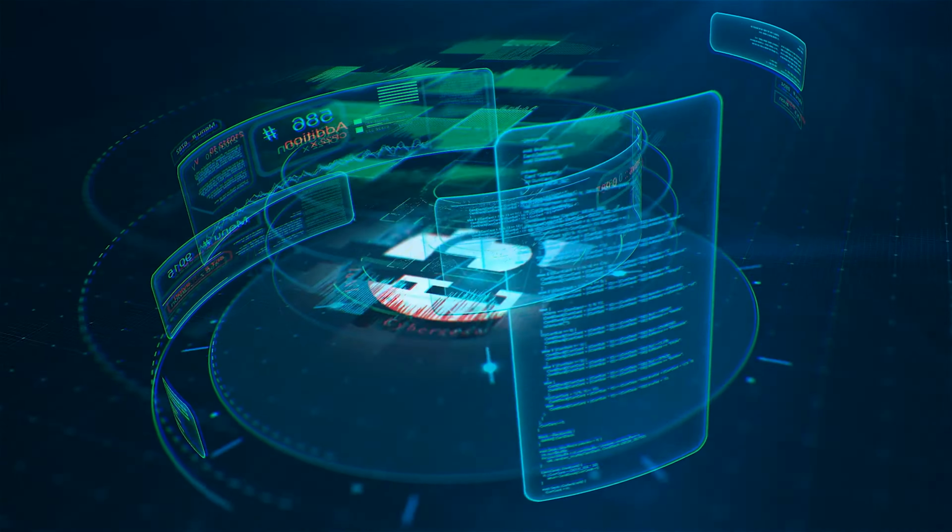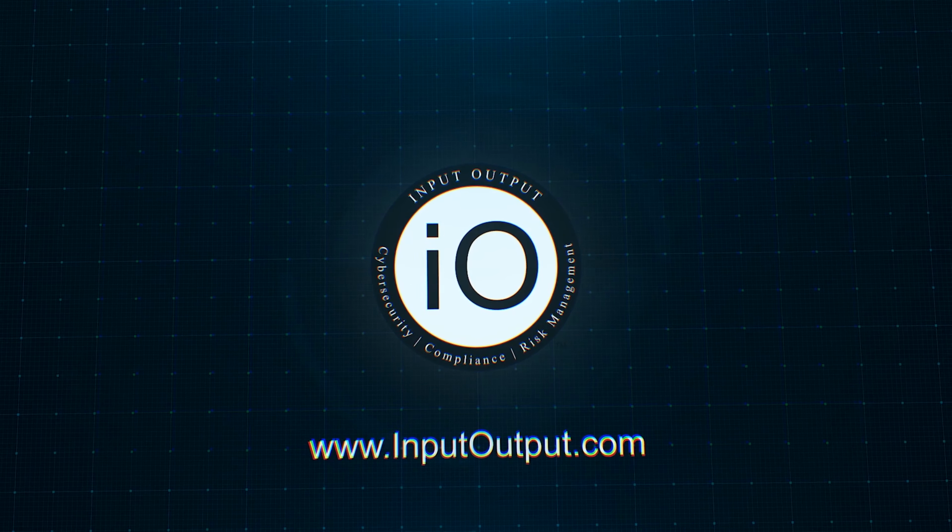Remember, security and compliance aren't just about avoiding risk. They're about unlocking your business's full potential.